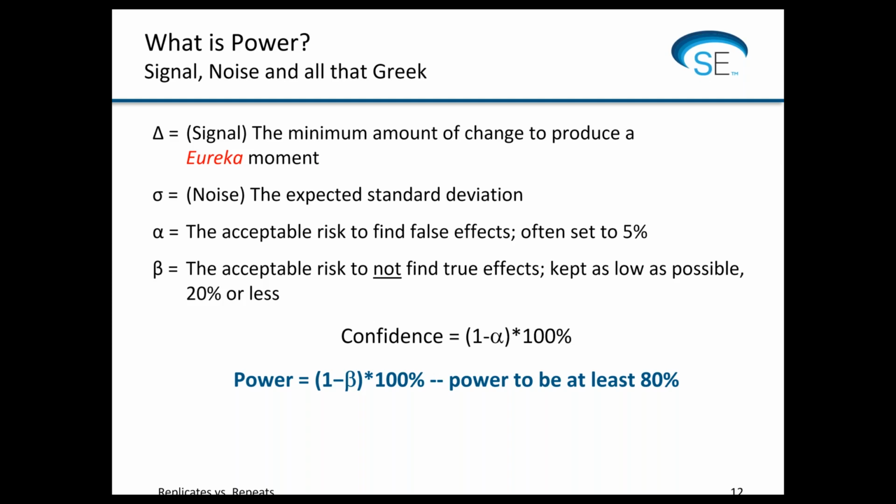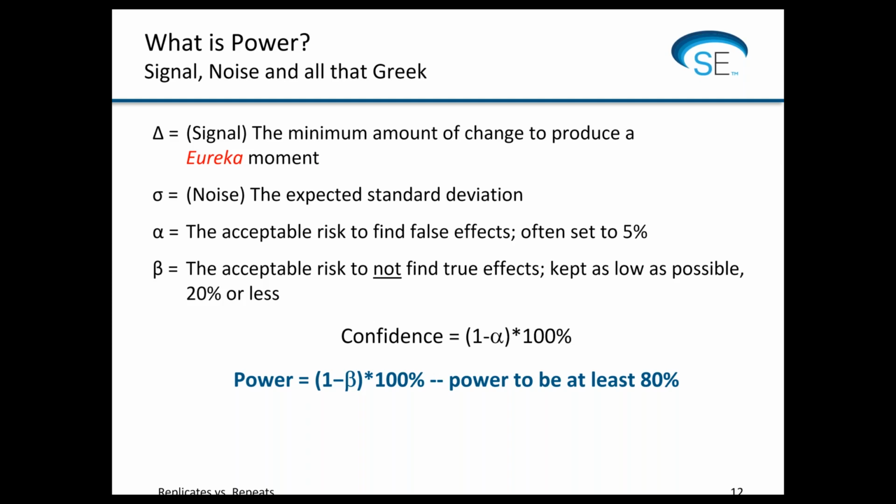Then we've got those two risks. We have to balance those off. What's the acceptable risk to find false effects? We often set that to 5%. You could maybe set it to 10%. I can't see going any higher than 10. Maybe if you really were worried about finding false effects, you could make it lower than 5, maybe 1%. It's somewhere between 1 and 10%. 5 is a number people often use, but there's nothing magic about it. It just seems kind of reasonable.